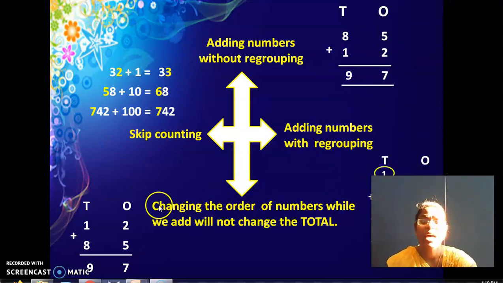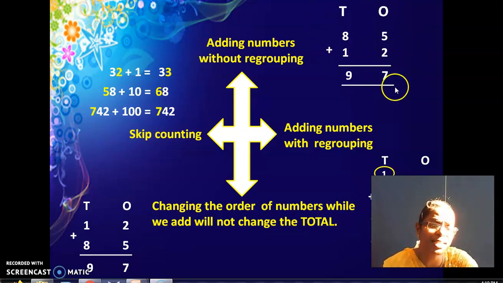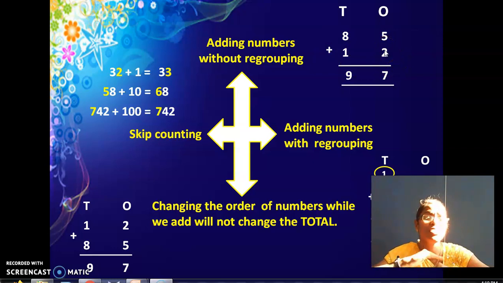Very good. So next, changing the order of numbers while we add. What is that? While we add, when we change the order of the numbers, the total will not be changed. For that, what example? See the first sum. So what is the first number I have given? 85. And what is the second number? 12. I am just going to interchange the order.